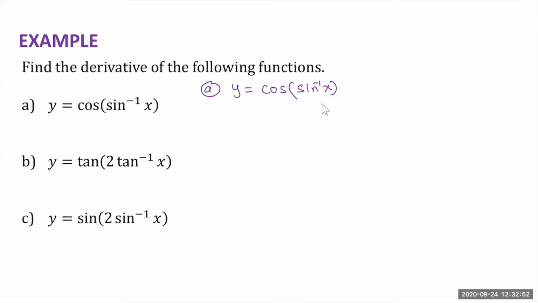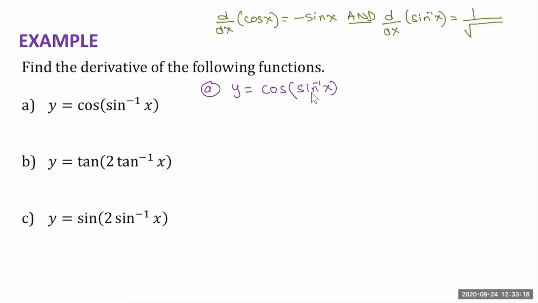So the formula that we'll be using in this one is the derivative with respect to x of cosine x from last class. If you remember, it is negative sine x, and the derivative of sine inverse, derivative with respect to x of sine inverse x from today's class is equal to 1 over the square root of 1 minus x squared. So we'll be using these two formulas to solve the first part, part A.